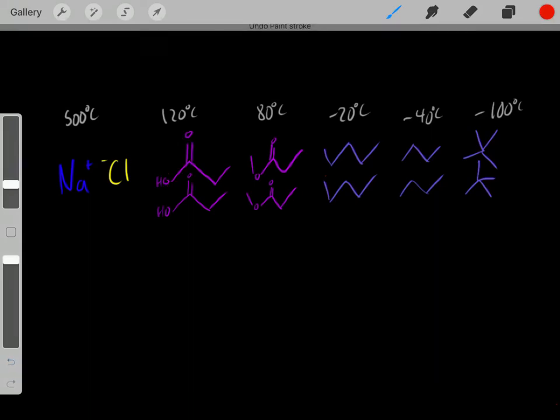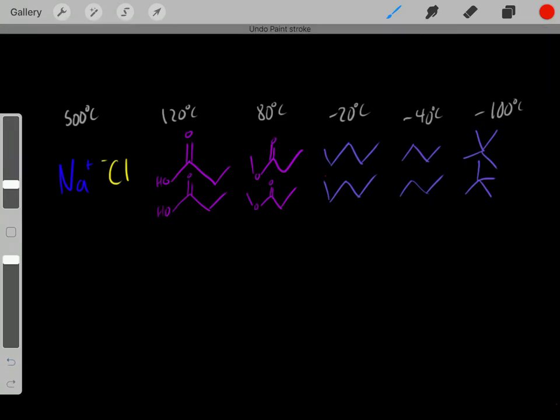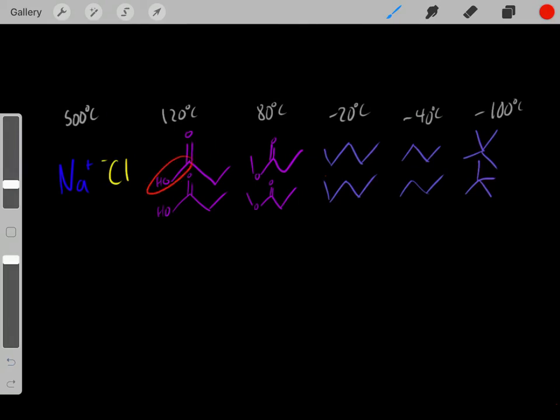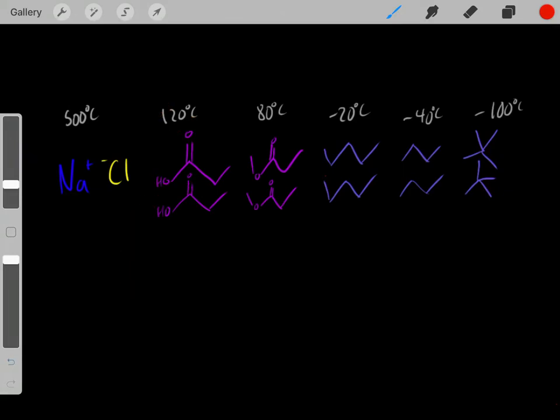For example, this oxygen is partially negative, and this hydrogen partially positive, and this oxygen is partially negative, and this is partially positive, and then these carbons are partially positive. But again, we do have some partial positive and partial negative charges. So we have some of those coulombic interactions. Therefore, that's why it has a fairly high melting point. We do have to add a certain amount of heat.